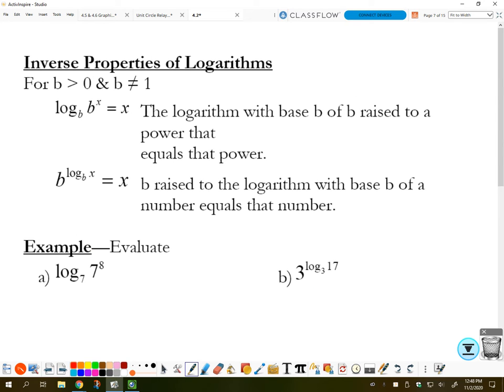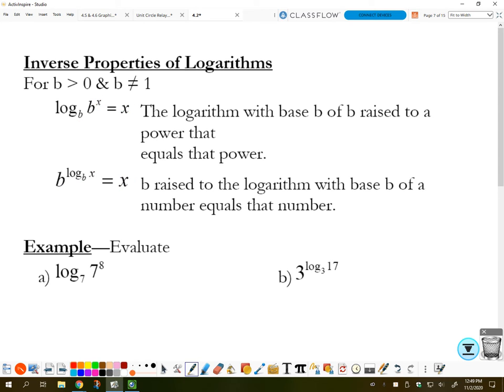Alright, so some more properties. Log base b of b to the x is going to equal x. So if this says log base b of b to the second, the answer would be 2. If we have b to the log base b of x, then the answer is x. So, moral of the story: if your bases match, the exponent is the answer. If your bases match, then this extra number is the answer.